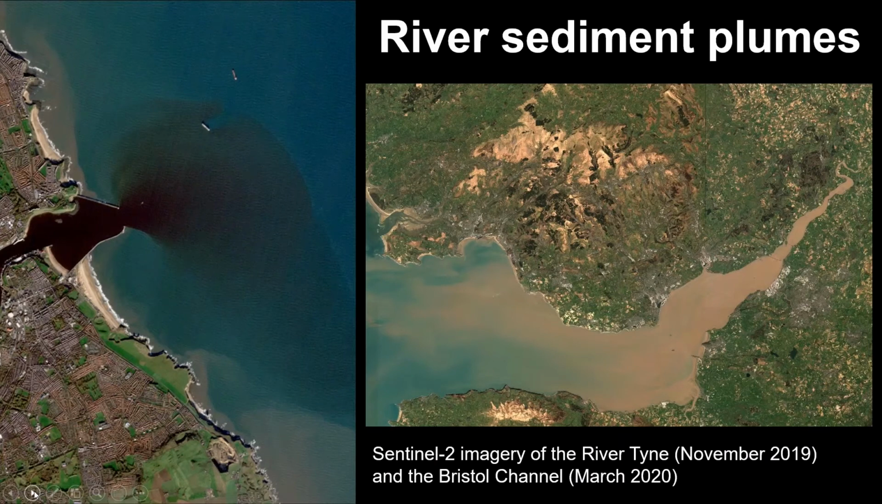And we can also see river sediment plumes. So these images of the River Tyne and the Bristol Channel were both taken in periods after there was heavy rain and a lot of flooding. So November 2019 and March 2020, if you remember, there were really big floods. And you can see the peaty black water coming out of the Tyne and just really muddy brown water coming out of the Severn into the Bristol Channel. And that's something else that you can pick up and monitor in Sentinel-2 imagery. You can even see in the Tyne imagery where it's made a wake around a vessel here, where there's clearer water on the other side. You can see that much detail.